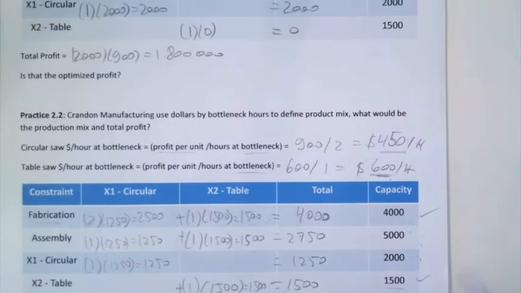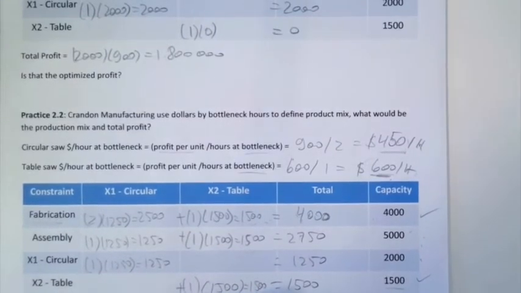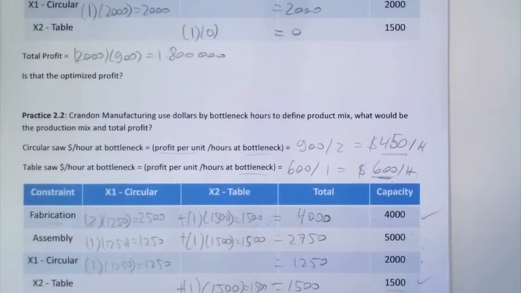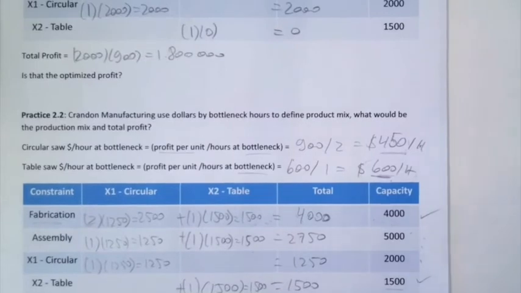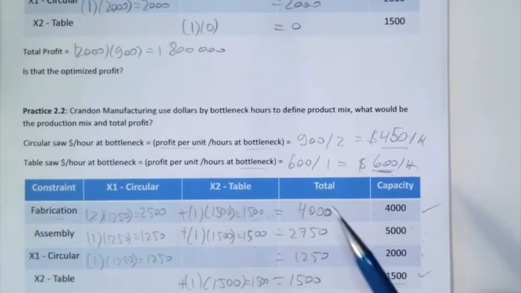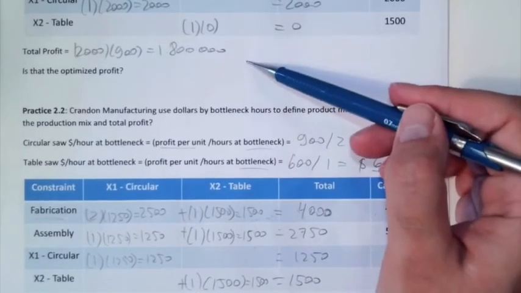So the question now is, what's going to be my profit? So going back to the objective function, it is 1250 times 900 plus the 1500 times 600, and that's 2,025,000, right? So remember, before we had 1,800,000.